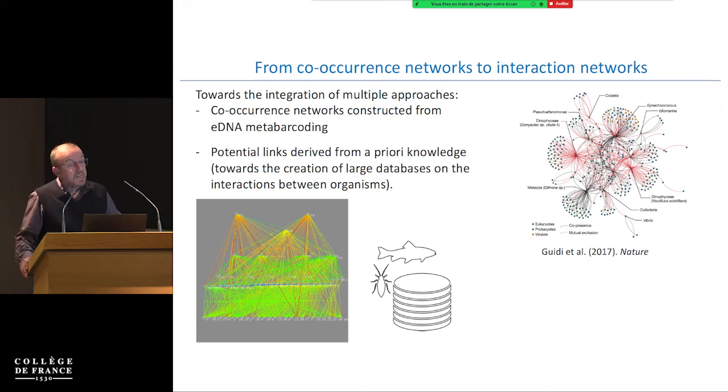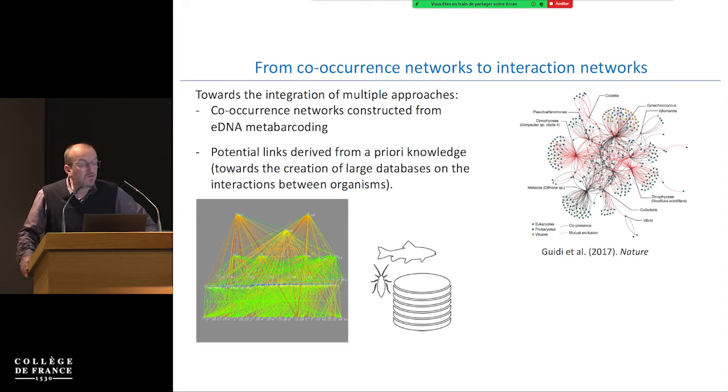Perhaps there might be some other ways to have a better view of all the organisms which are present in our systems. For example, there are very promising approaches to construct co-occurrence networks from eDNA metabarcoding. But with such approaches, we mainly have co-occurrence information networks. And the challenge is to switch from co-occurrence networks to interaction networks.